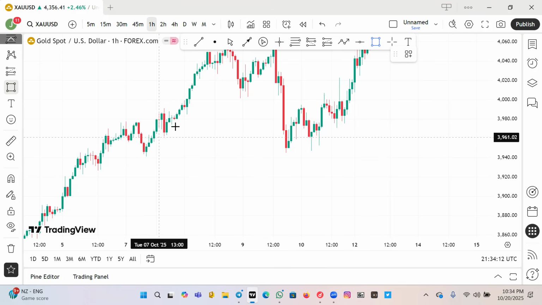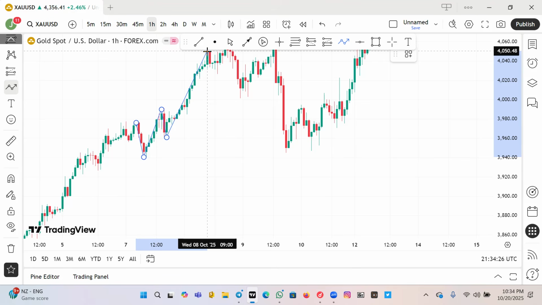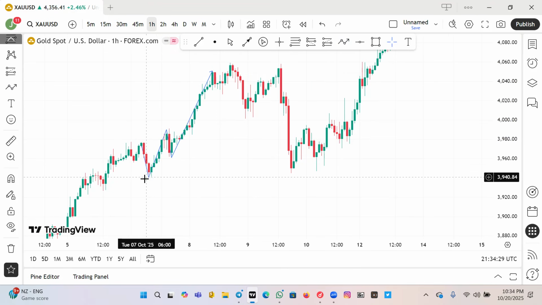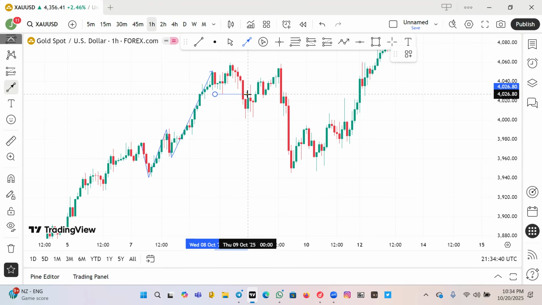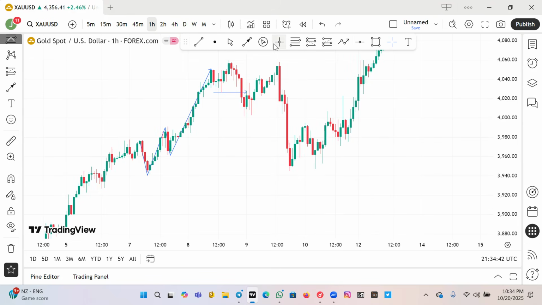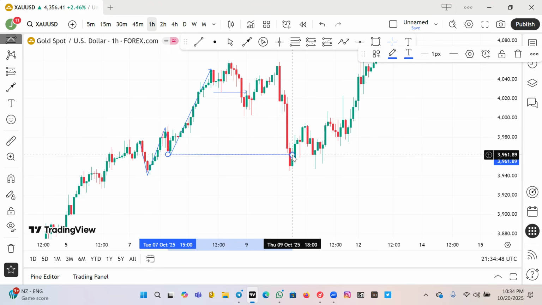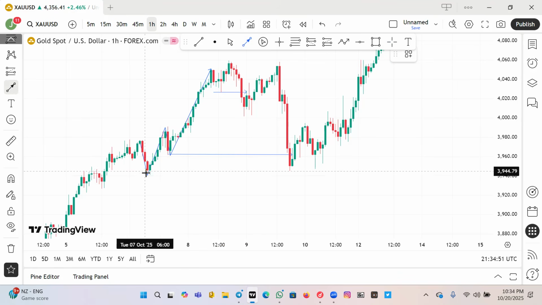We have this one here. Look, we have a liquidity point here. Look at this liquidity point. We actually have more than one liquidity point here. We have this first one here, this second one here, then we have this last one here.